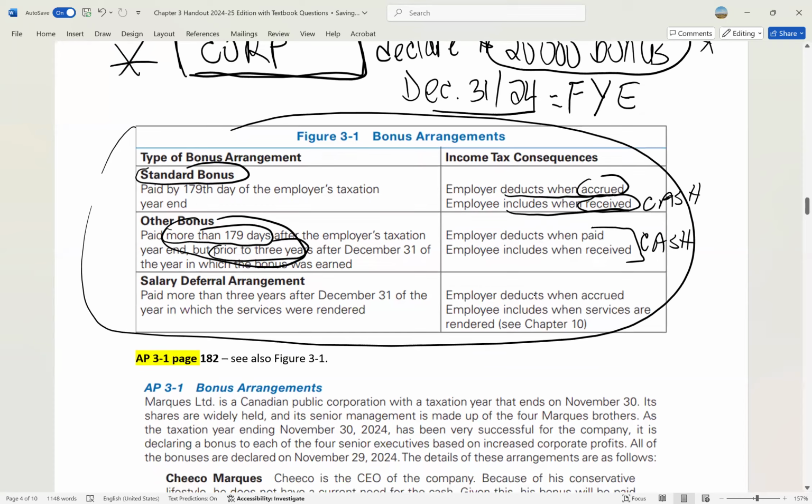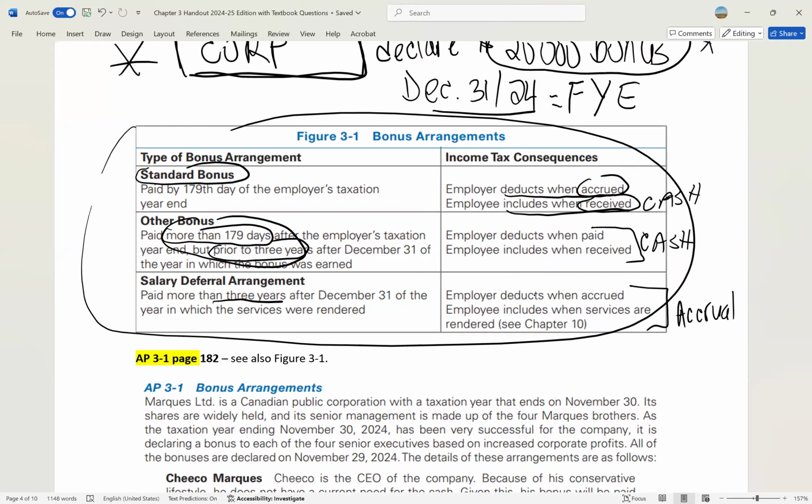But what if it extends beyond the 3 years? Then both would be done on an accrual basis. An accrual basis means when the bonus relates to. If the bonus related to 2024, then the employer could deduct it in 2024. The employee would have to include that amount in 2024, even though it's not going to be paid for more than 3 years.